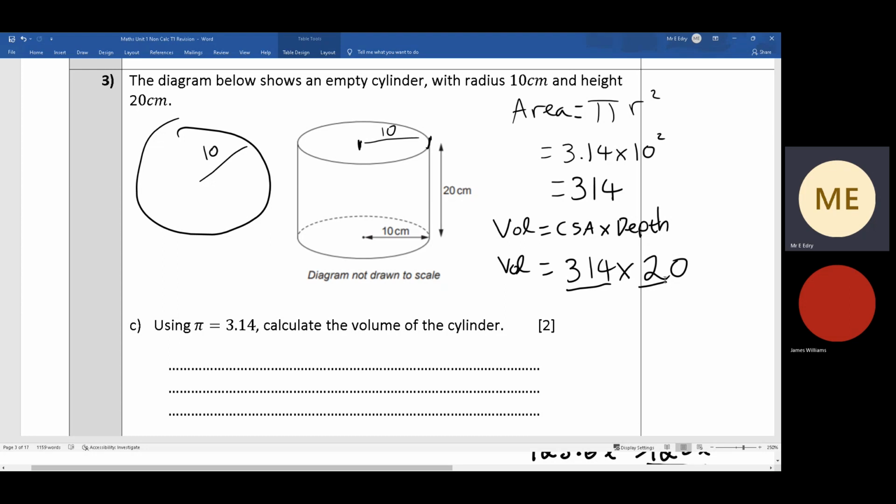314 times 2 and then put the 0 on. So what will that work out to be? So we get 6,280 centimeters cubed. Brilliant.